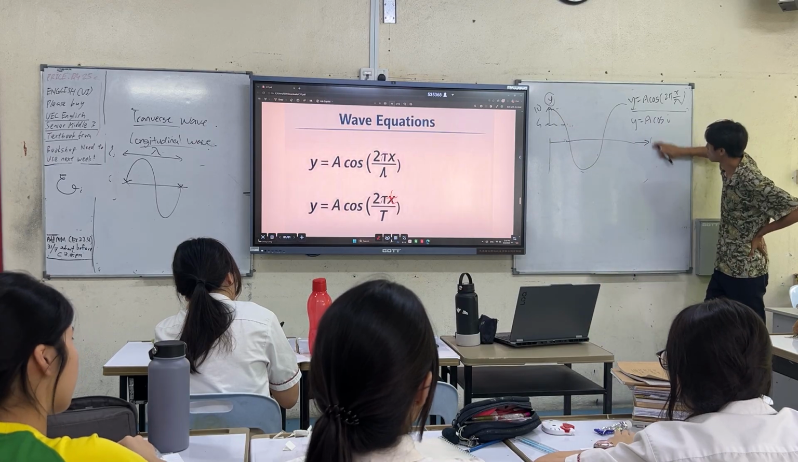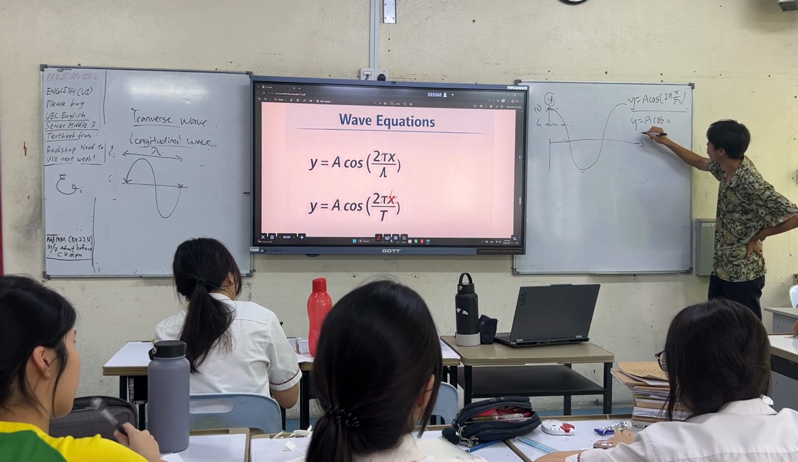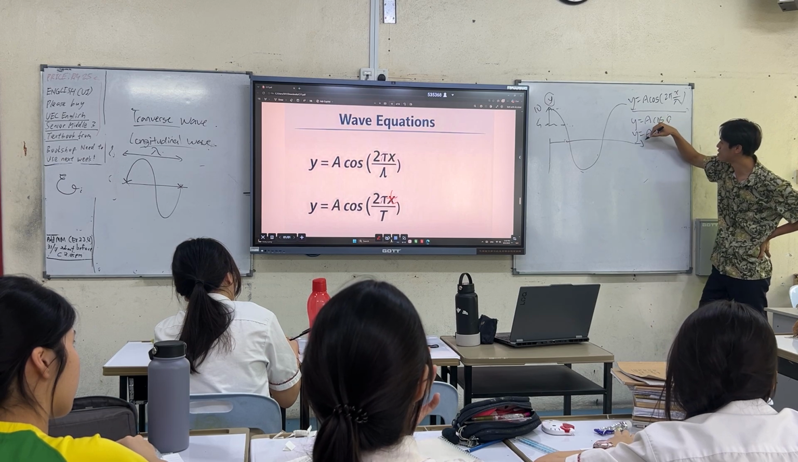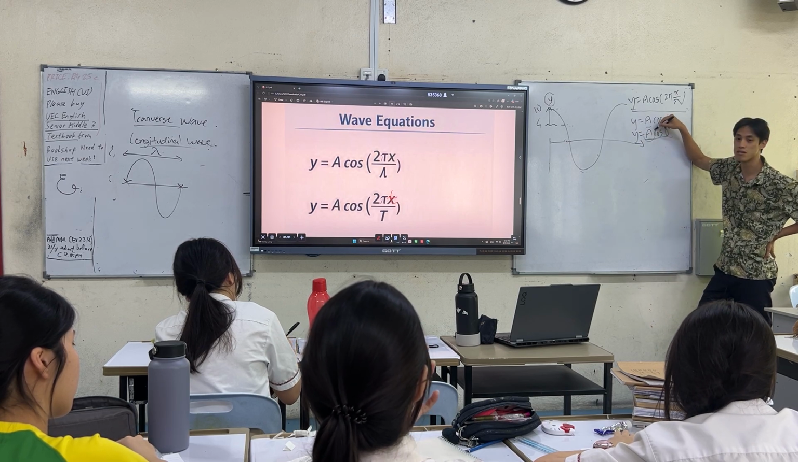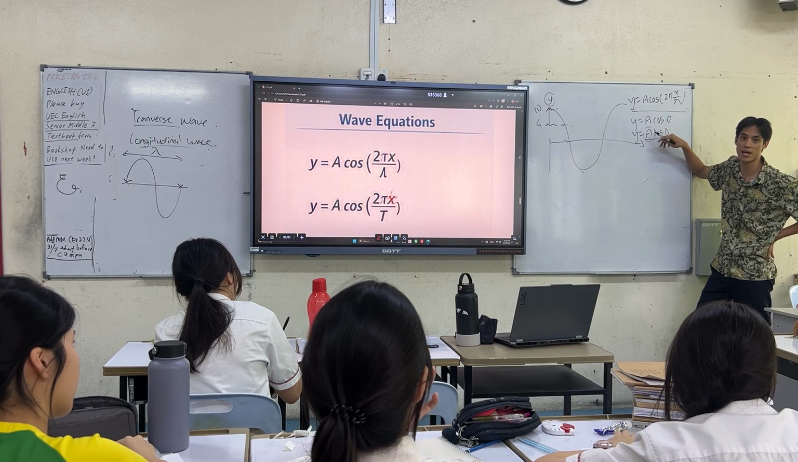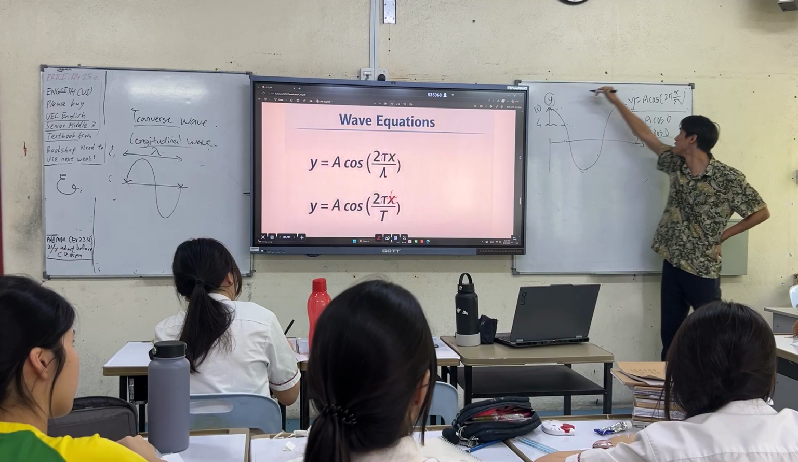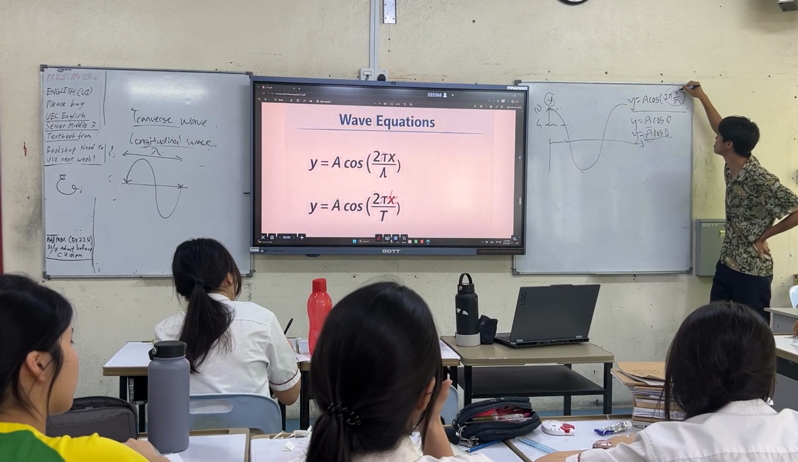So if I write y equals A cos 0, what is the height? A, okay, because cos 0 is 1. So this is the maximum point, like this one. Understand? So what is this showing?